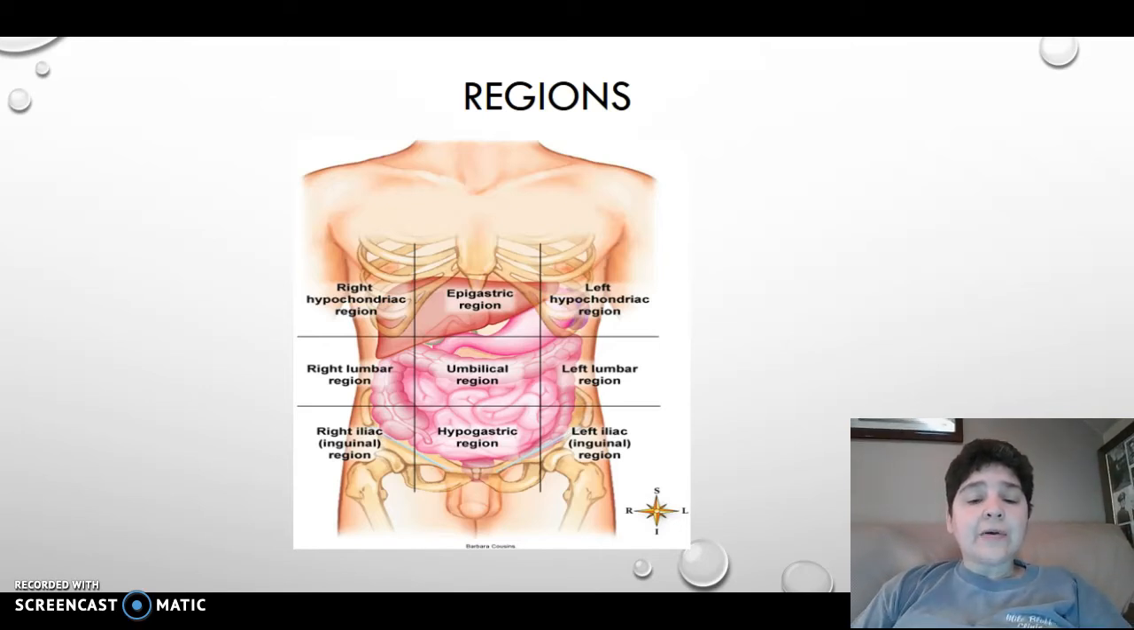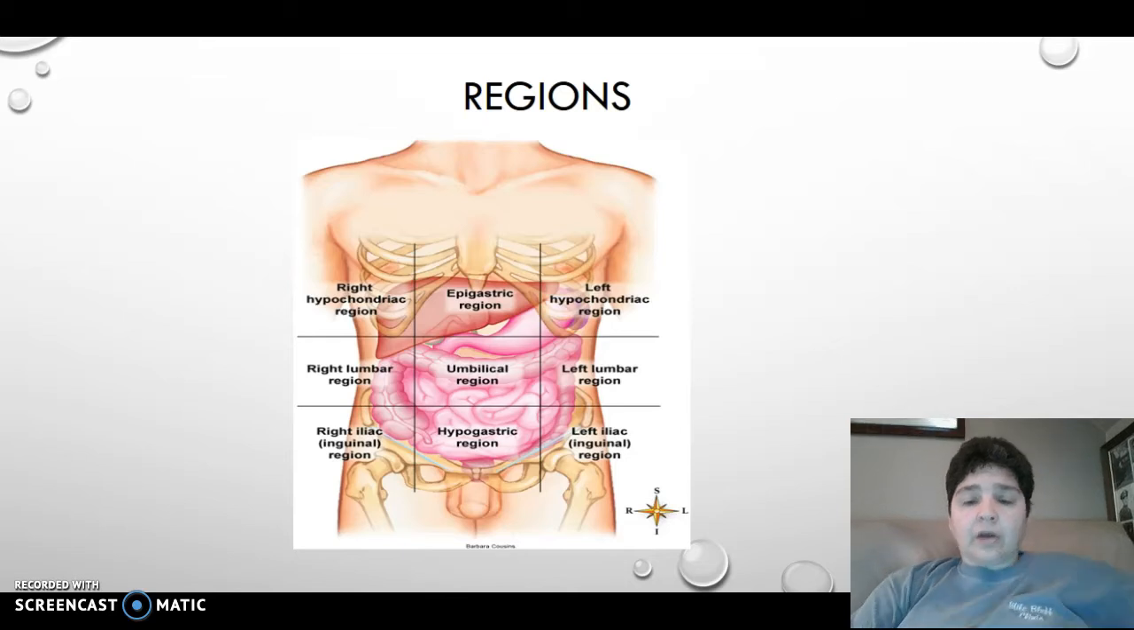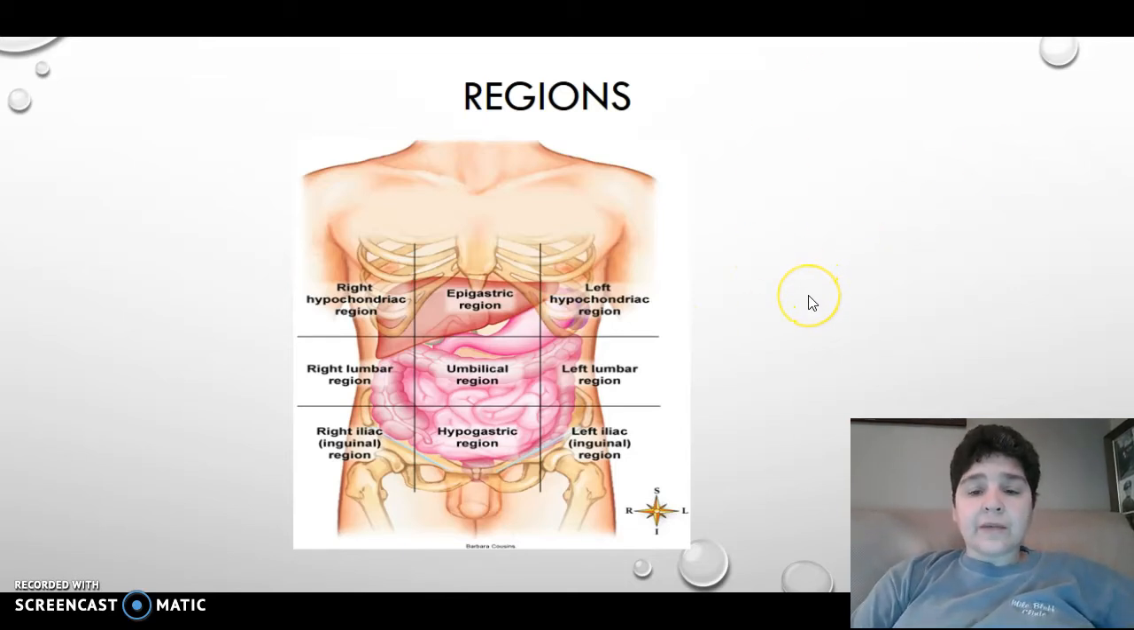And then we have the hypogastric region, which is towards the pubis, so it's the lower midsection of the abdominal cavity. And then on each side you have right iliac and left iliac. Some people have learned them as inguinal regions versus iliac regions. Either one is acceptable for me. I tend to use the word iliac more often than inguinal, but that certainly would be a correct description of them as well.